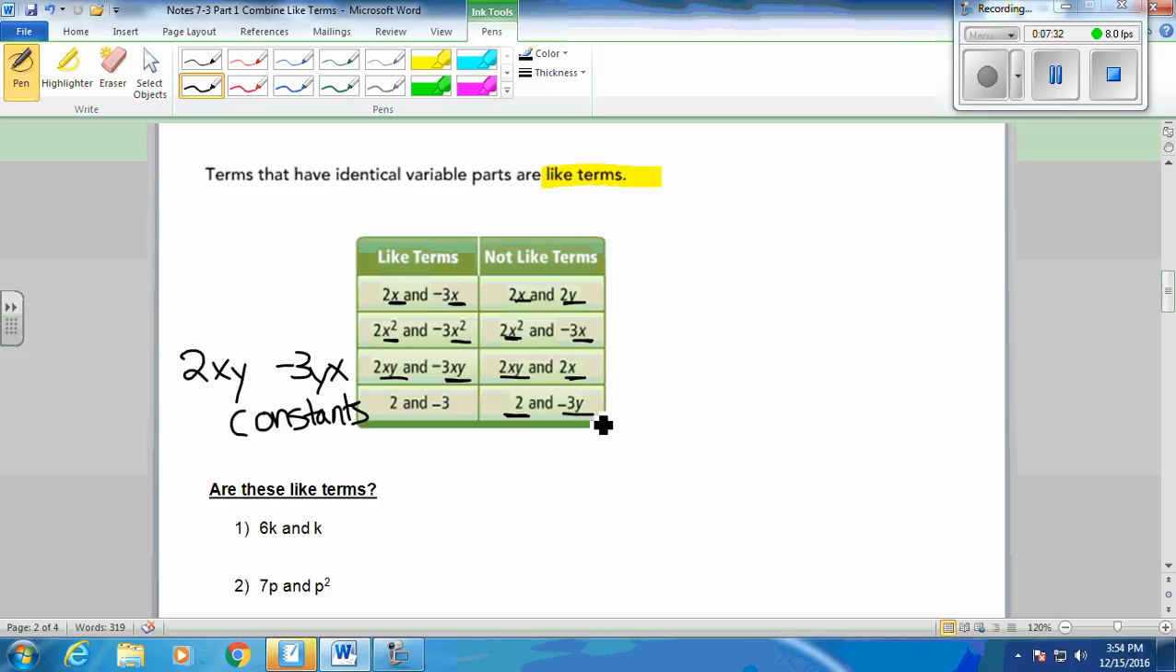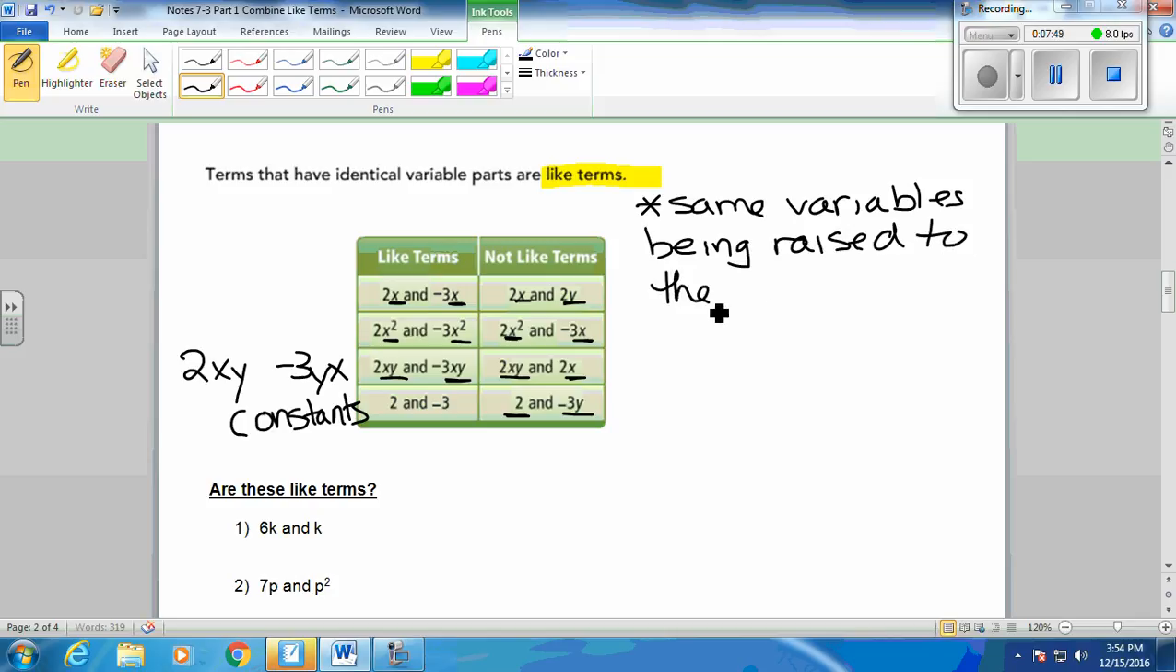So you want to remember that like terms have the same variables being raised to the same exponent. Again, it has nothing to do with the answers being positive or negative, the coefficients, excuse me.